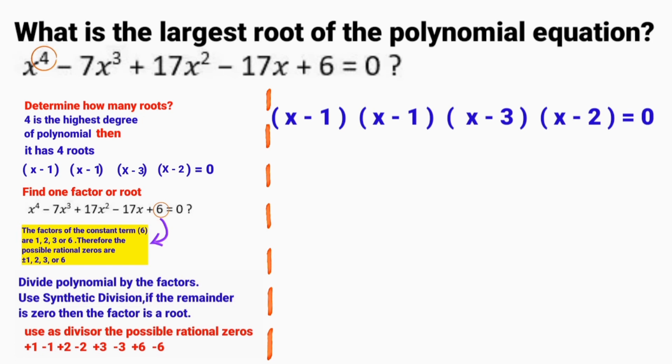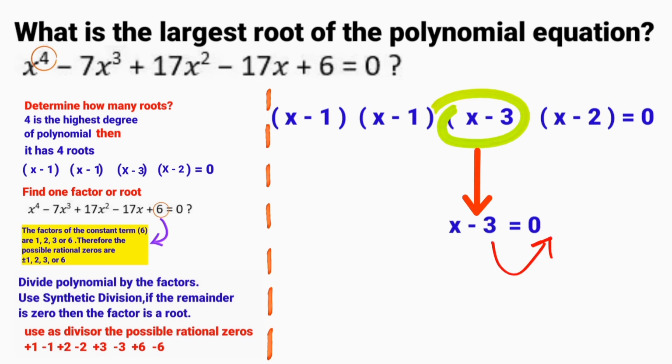Since we are looking for the largest root of the polynomial equation, we will use the largest factor, x minus 3, and equate it to 0. Transpose negative 3 to the right side, x will be equal to 3. Therefore, the largest root of the polynomial equation is 3.